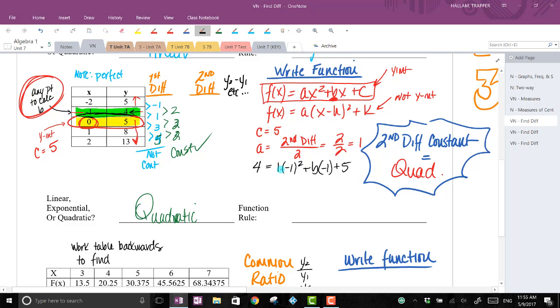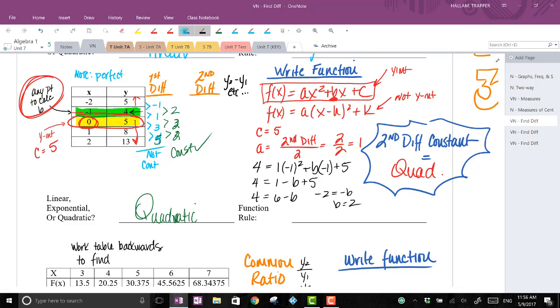So -1 squared is 1. 1 times 1 is 1. So I get 1, negative 1 times b is negative b, and plus 5. Actually, I'm going to put these two together, which is going to make 6. And then I'm going to subtract that 6 to the other side. So I'm going to get negative 2 equals negative b, and then I'm going to reverse that. So I'm going to find out that b is equal to 2.